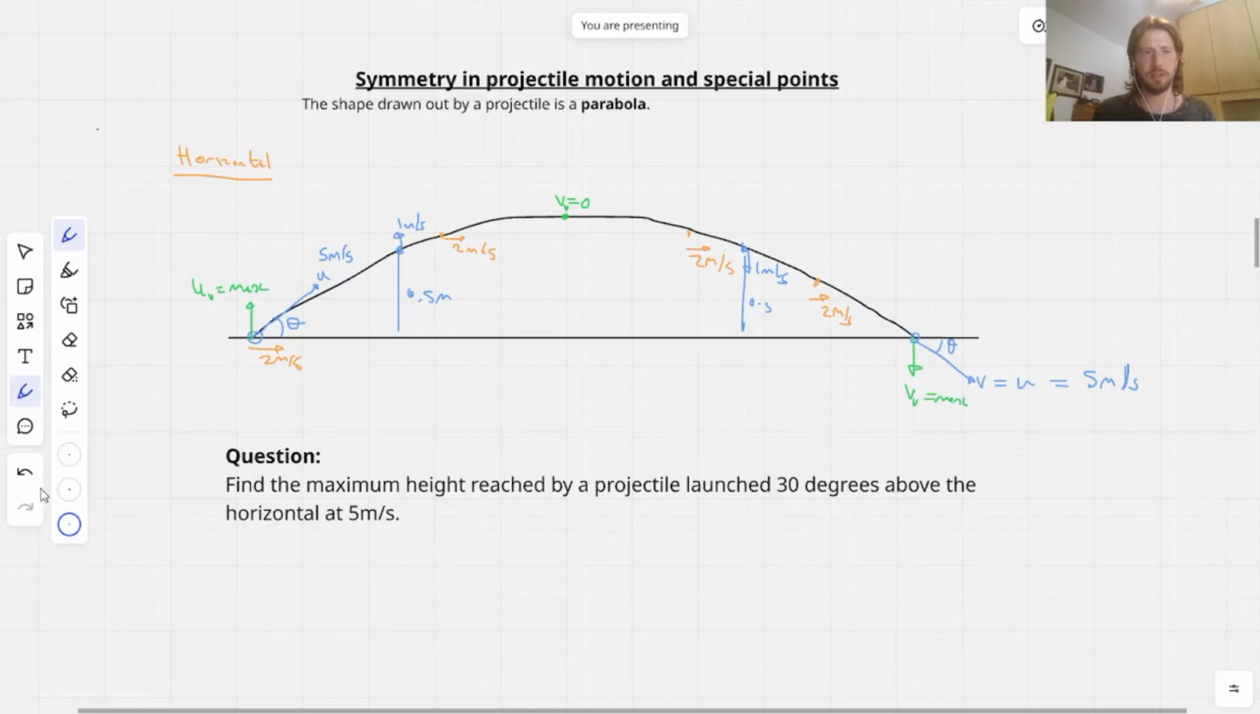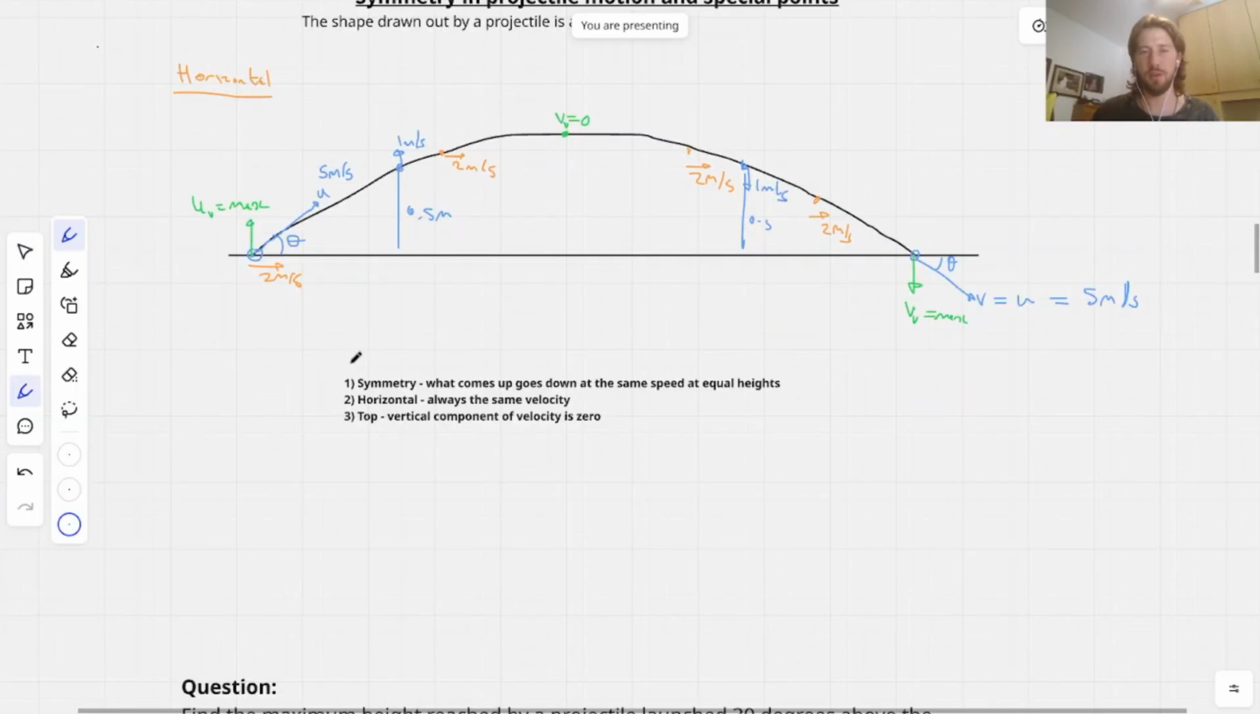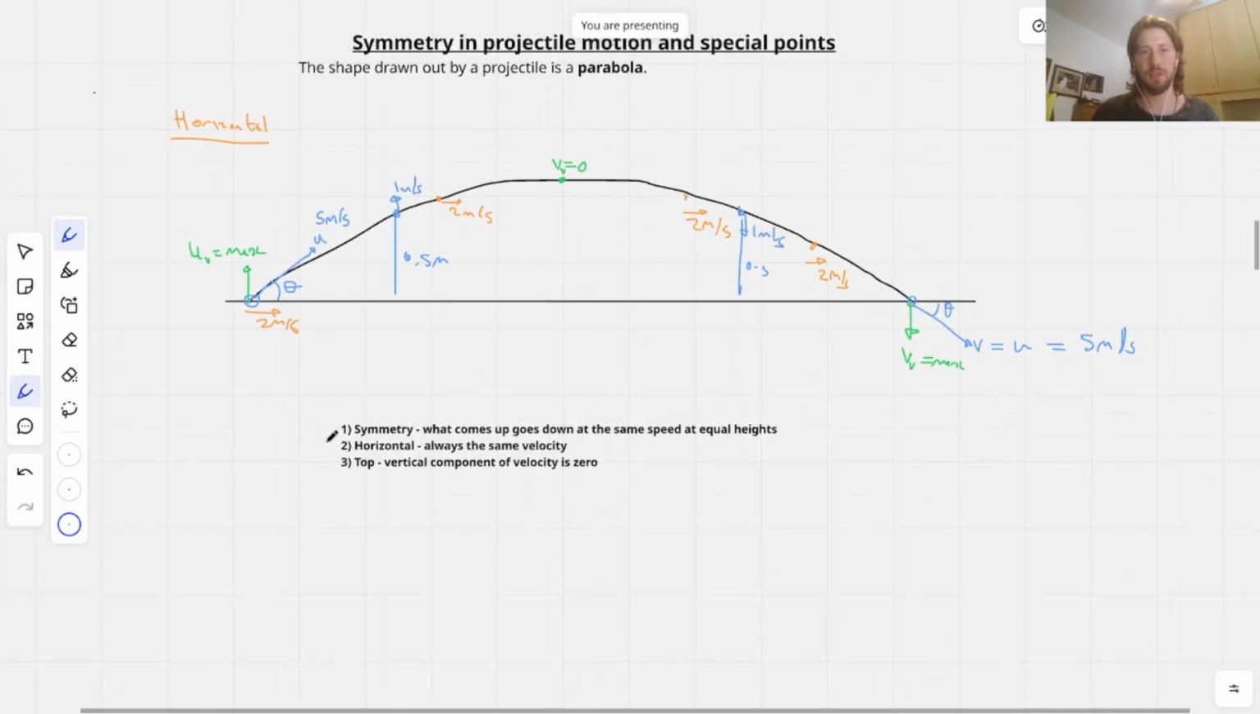But really, in practice, the things that you need to remember, I will list them down. To summarize, the first thing we need to know is symmetry. Whatever comes up will go down at the same speed if we're looking at equal heights, one up, one down. The horizontal will always be the same speed no matter where we are, and that also means that it will be at the top the same speed. And at the top, the vertical component goes to 0, and we can often use that to calculate the maximum height, among other things.